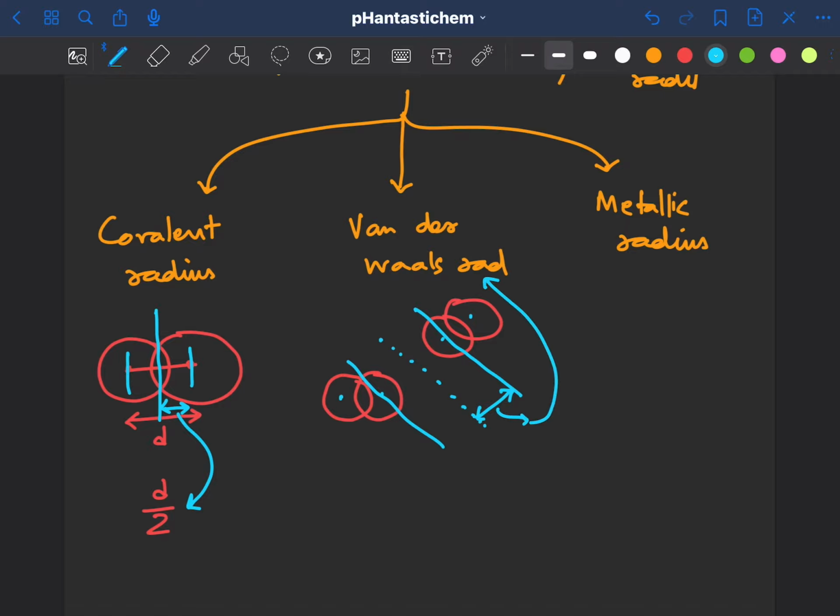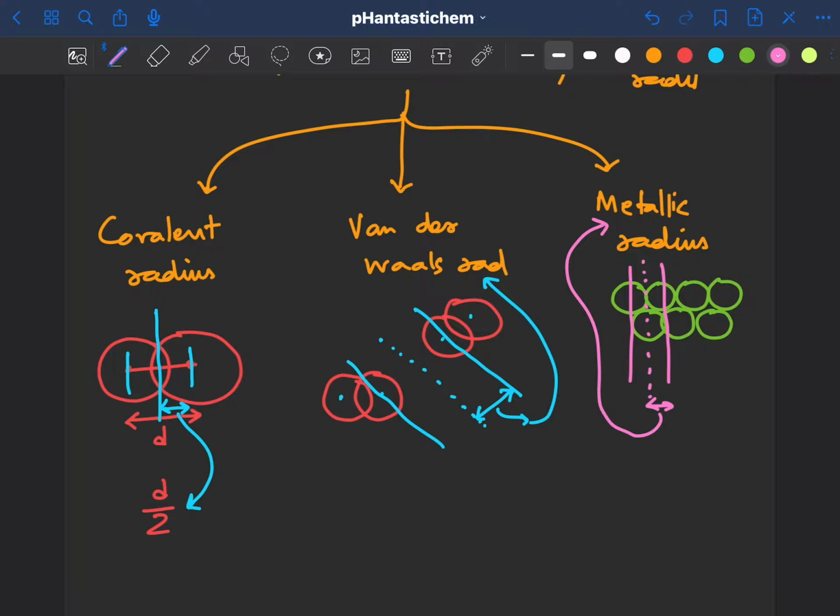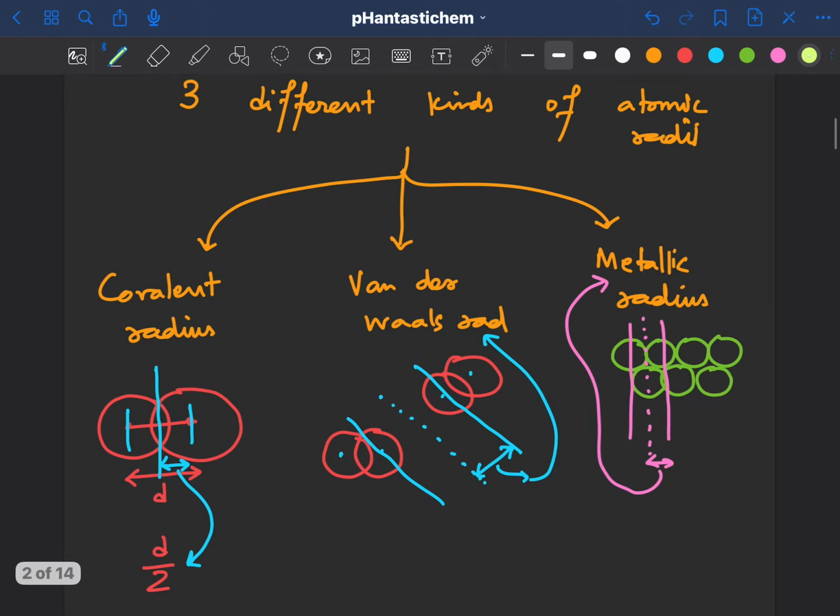The last one is metallic radius. Obviously this is in the metallic state. In the metallic state, we have positive ions or kernels, and metal atoms are very close to each other, and we have a sea of valence electrons moving around. So in the metallic state, this is the metallic radius. The first two, covalent radius and van der Waals radius, are for non-metals, and the metallic radius is for metals.